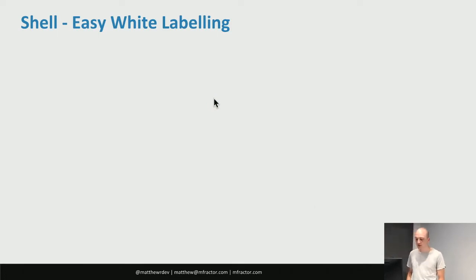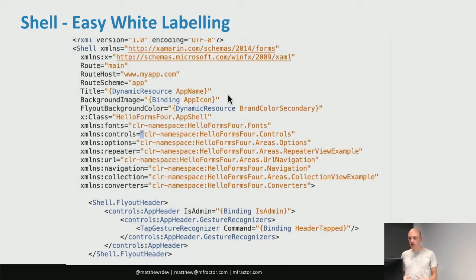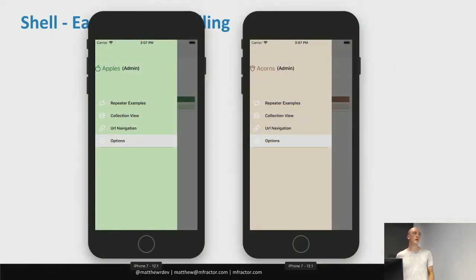One of the really nice things that Shell allows, because you can declare your navigation structure in XAML, is that you then get access to data binding. So it's very, very easy to white label your applications now. Here I'm using dynamic resources to control the title and the color of the application, which I can change at the flick of a switch inside my app.xaml. This is the same app, just a slightly different usage of dynamic resources. So it's completely rebranded, so to speak.